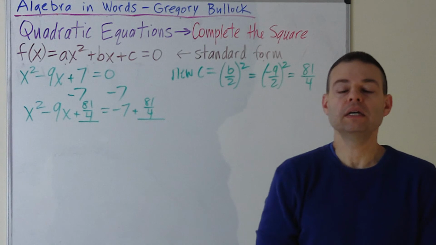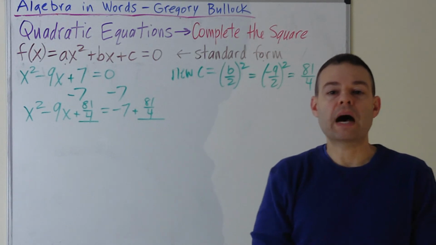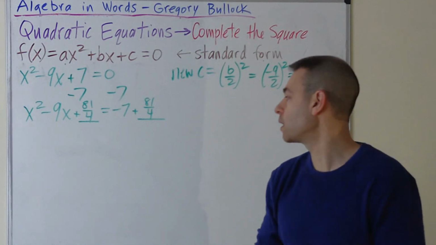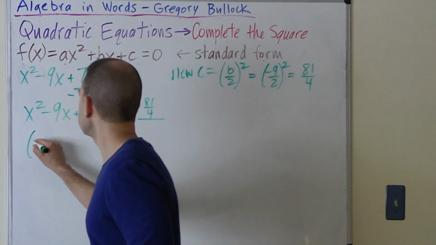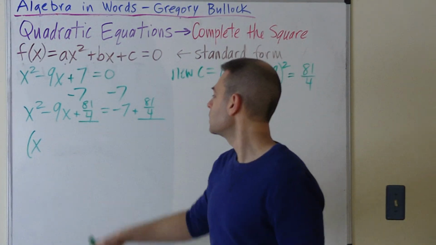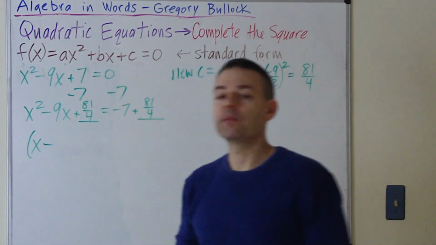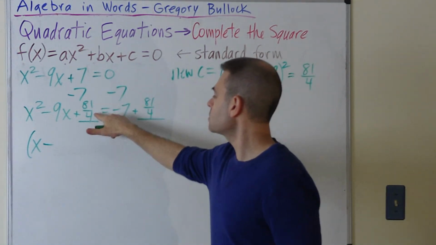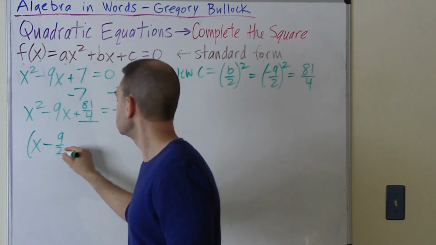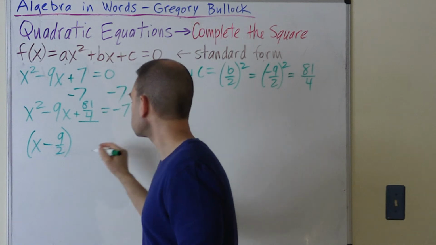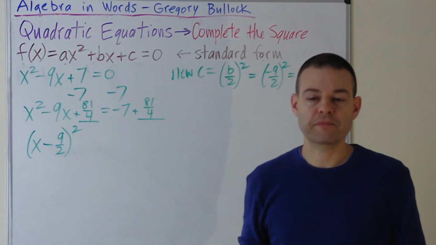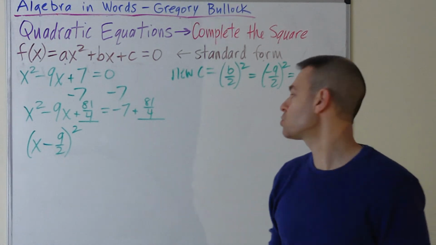Okay, that's done. Now, on the left, we now have a perfect square trinomial, and we're going to factor that into a binomial squared. That's going to be x, and it's going to be minus because this is minus. And we're going to take the square root of this, which is going to be 9/2. And that's squared because a perfect square trinomial factors into a binomial squared.